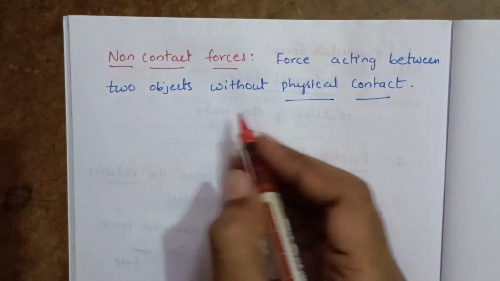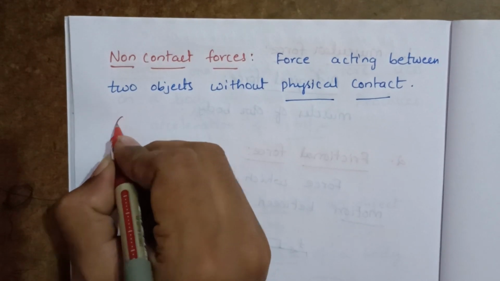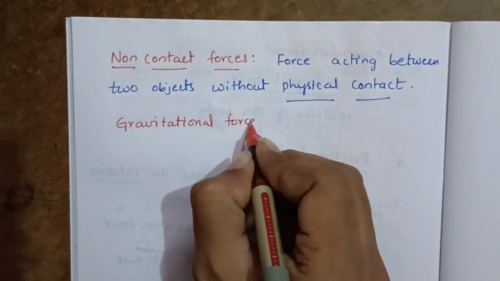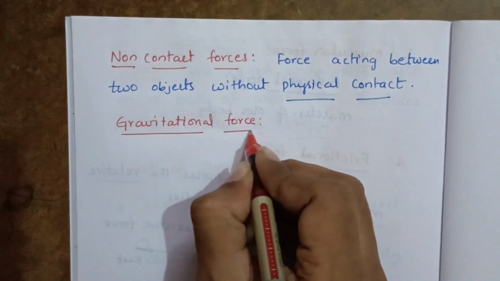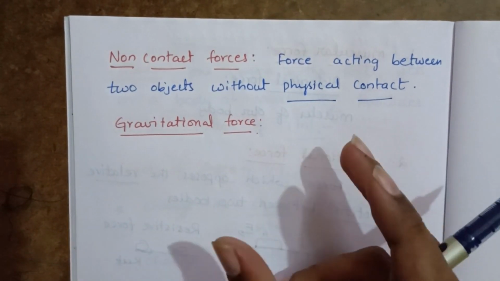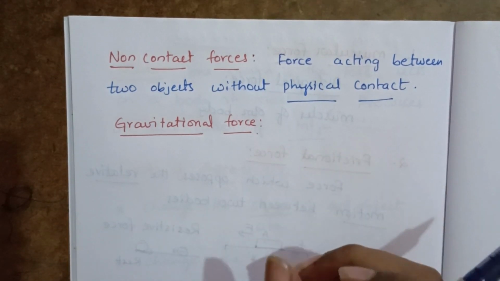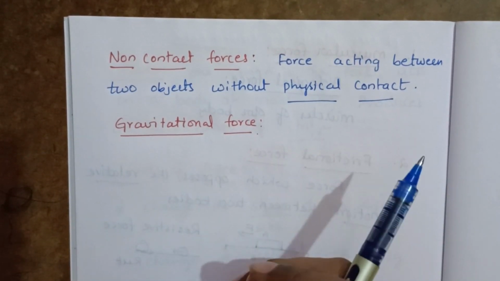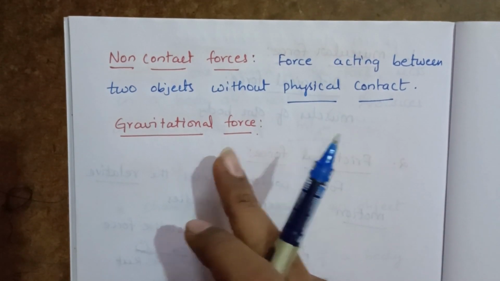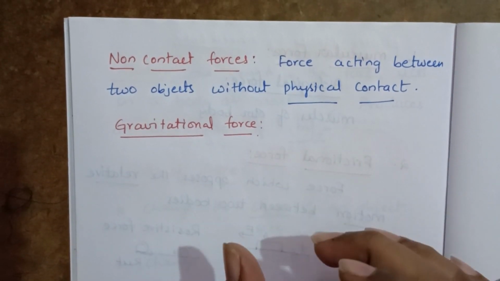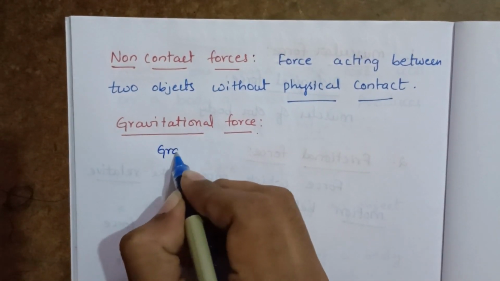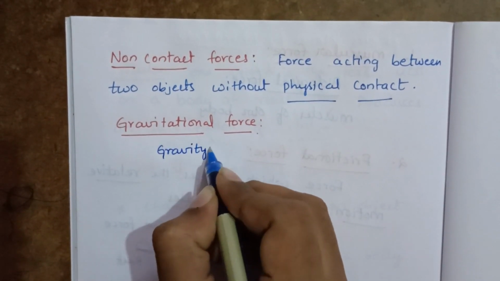Examples of non-contact force: gravitational force. Gravitational force is an attracting force acting between any two objects in the universe. Now if it is on the earth, we will say it is gravity, the force of gravity.